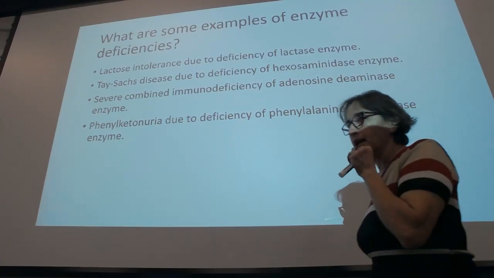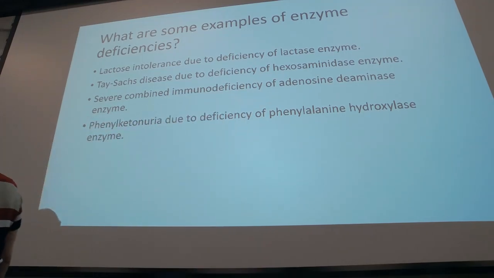So examples of enzyme deficiencies. We have, for instance, the lack of an enzyme that is called lactase that breaks down the carbohydrates that we have in milk, which will be lactose. It breaks down lactose into glucose and galactose. And then if someone doesn't have this enzyme, the person will have lactose intolerance. That's a simple form of an enzyme deficiency.